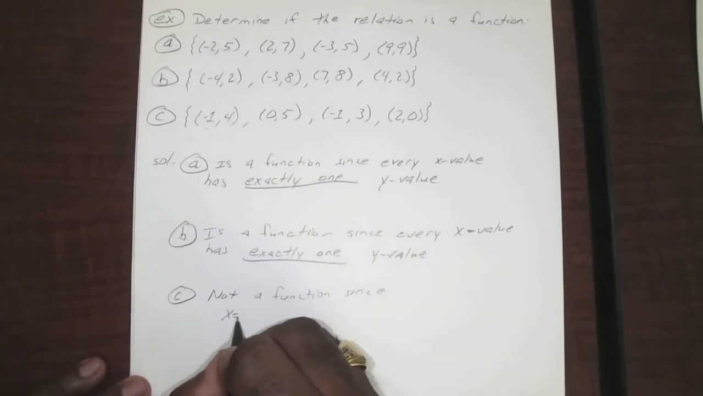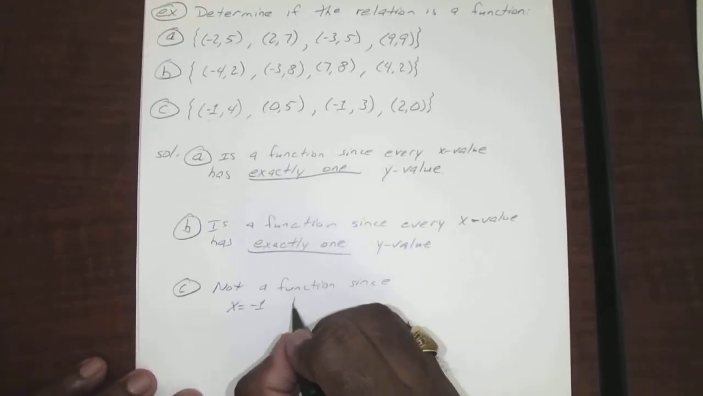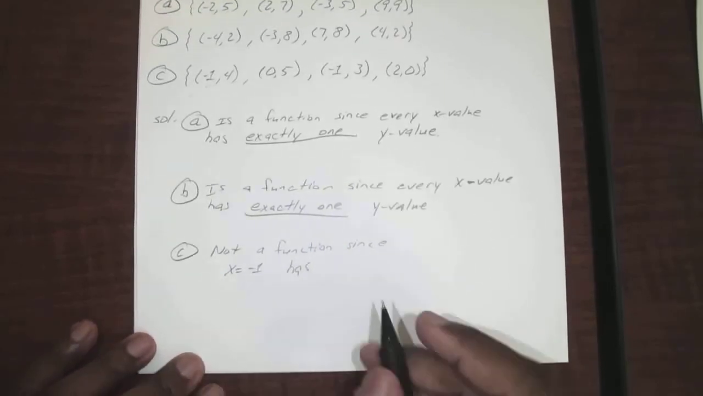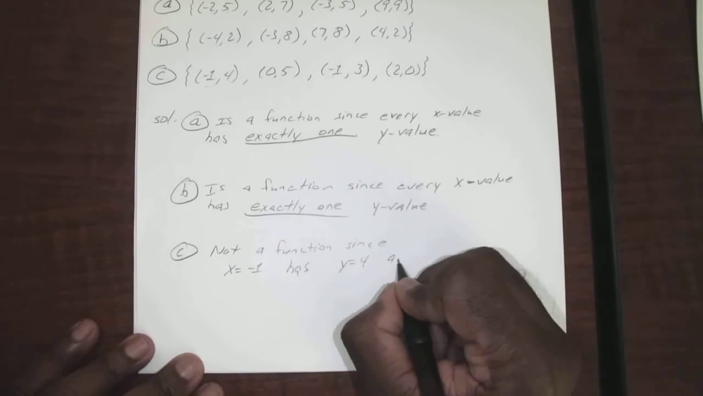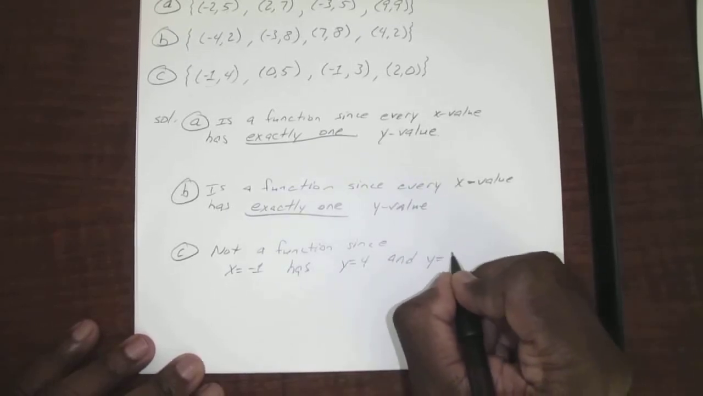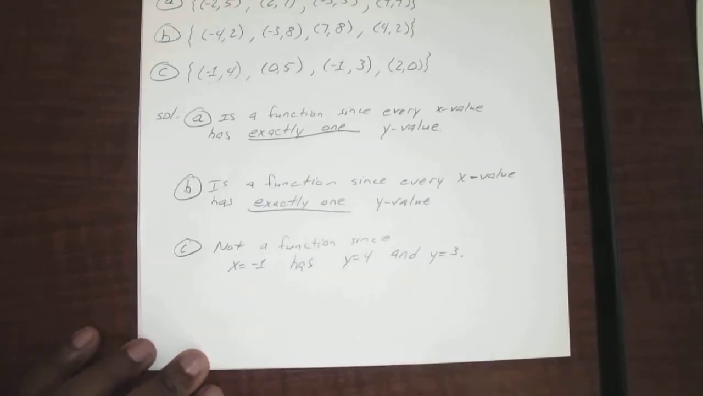So it's not a function since x equals -1 has y equals 4 and y equals 3. Remember, each x can only have one y. All right, so any questions on those?